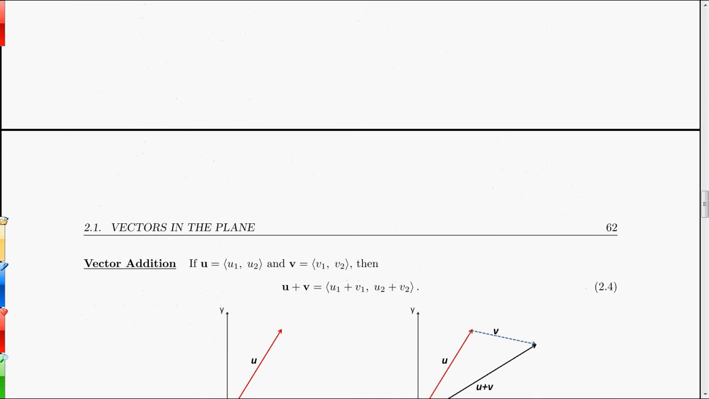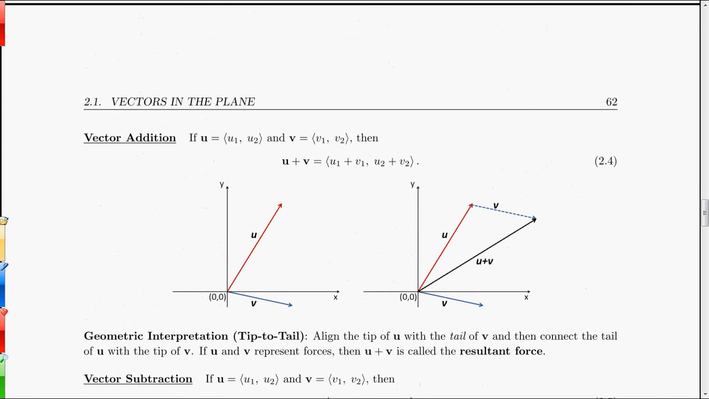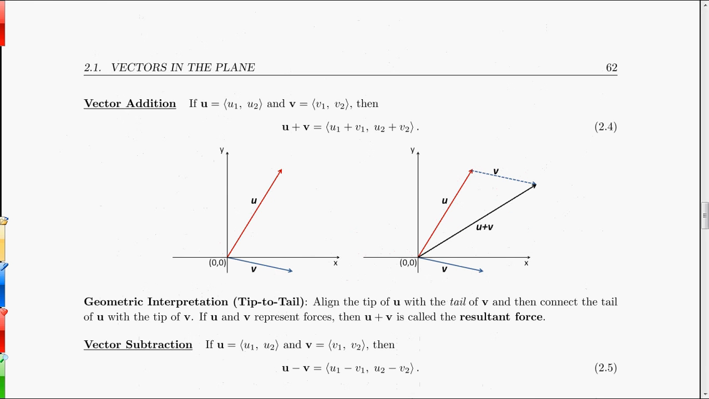All right, vector addition. It's just like vector addition from chapter 1, but there is a geometric interpretation that is worth knowing about. Vector addition looks like this. Suppose you have U. By the way, it's just term by term addition. If this is U and this is V, then when you add them, you just add the first terms, add the second terms. So it's exactly the same as from chapter 1.